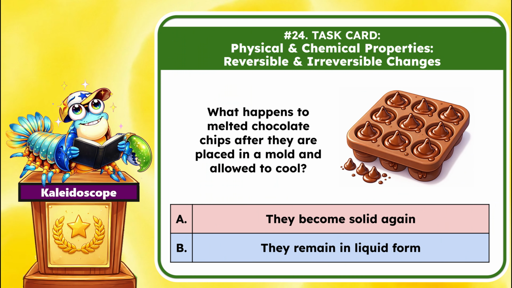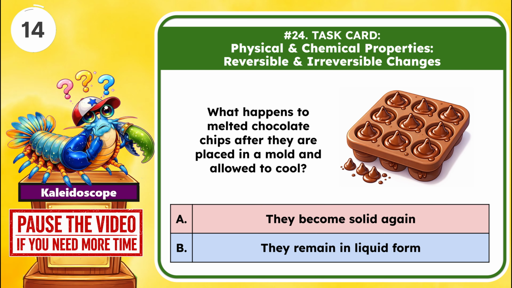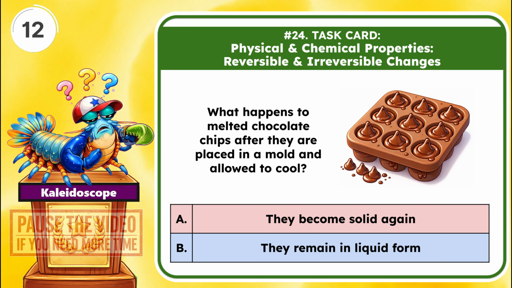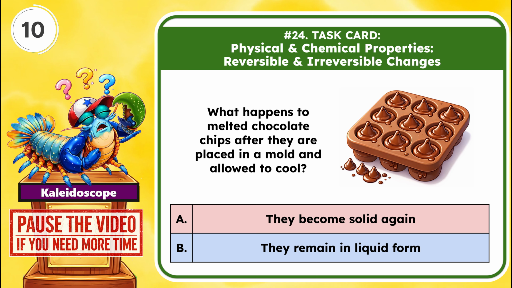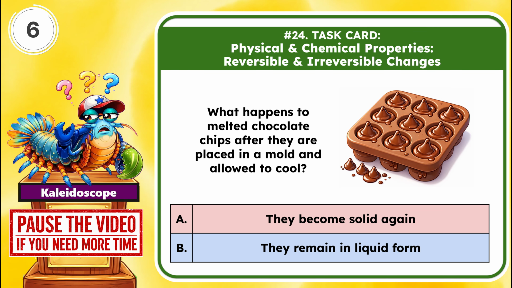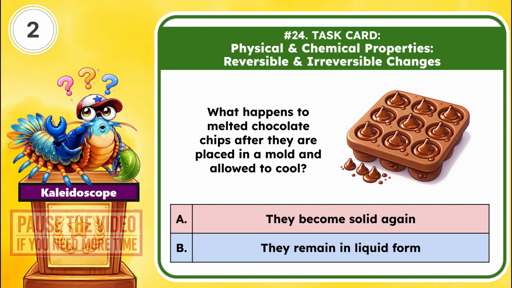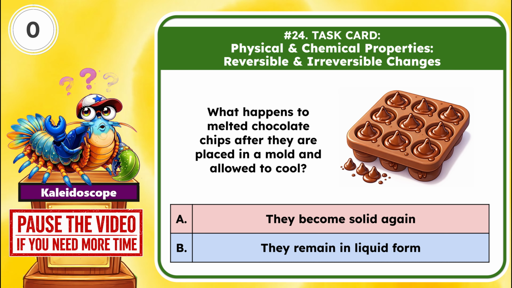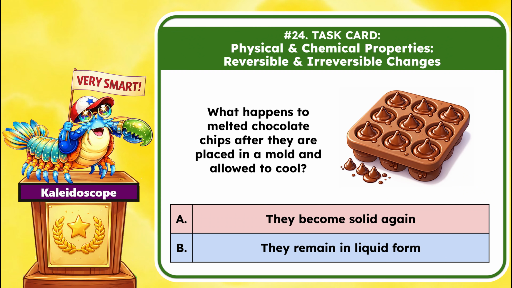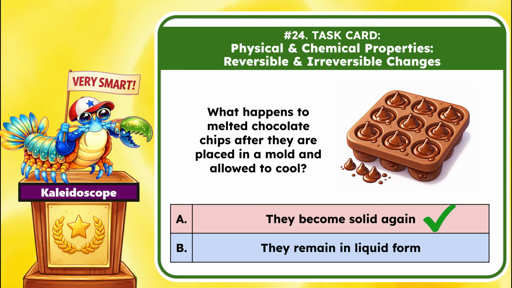What happens to melted chocolate chips after they are placed in a mold and allowed to cool? And the correct answer is letter A. They become solid again.